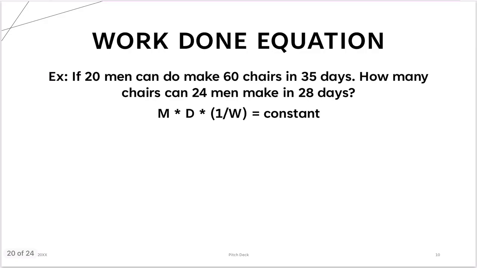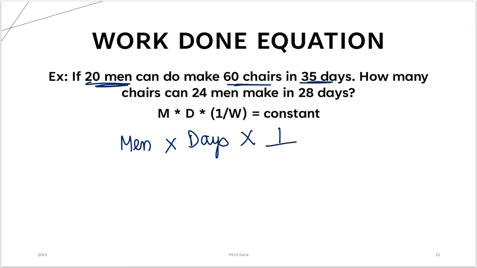Moving on. 20 men can make 60 chairs in 35 days. Now, more men, more work; more days, more work; but the more the number of items, that will come in the denominator. Why? Inverse proportional. Now we have more of the task, so that is why this will come in the denominator. Because we have more work to do, that is going to negatively impact, or will be inversely proportional.